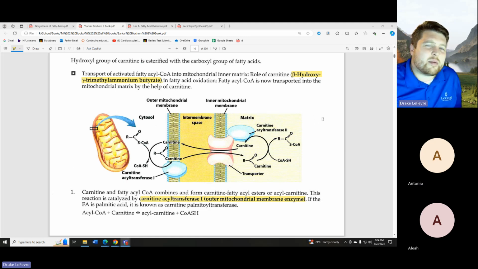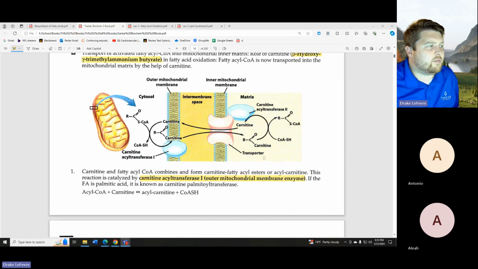Which is a lot of memorization, but if you can find ways to break it down a little bit, like this picture looks really busy, but all you have to remember is that carnitine acyltransferase 1 is first, so it's on the outside, and the second one is on the inside, and so you get the fatty acid through into the matrix.